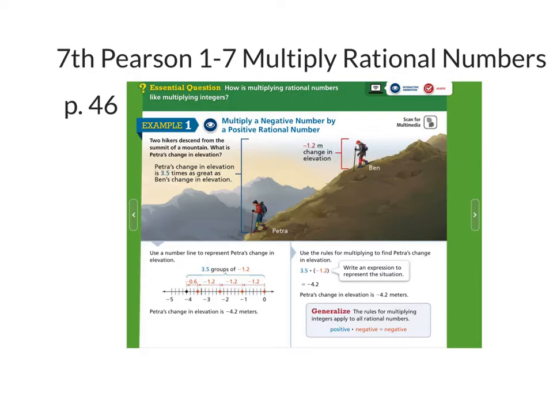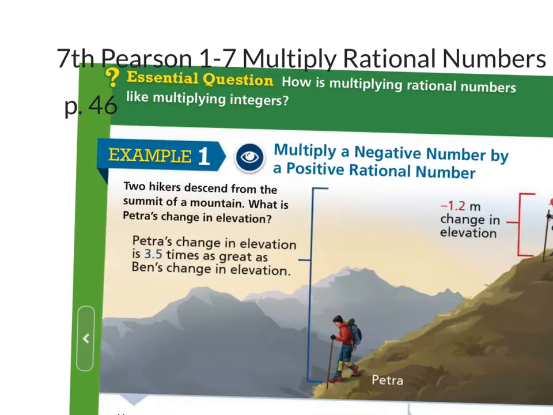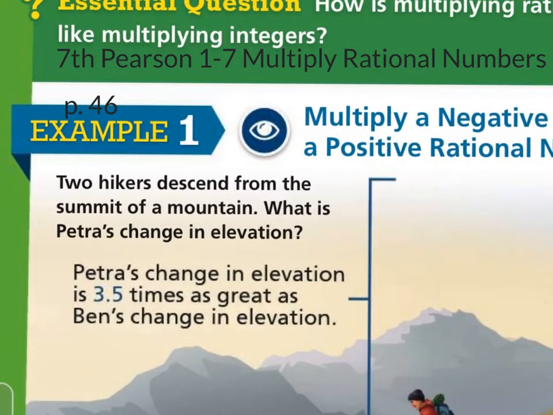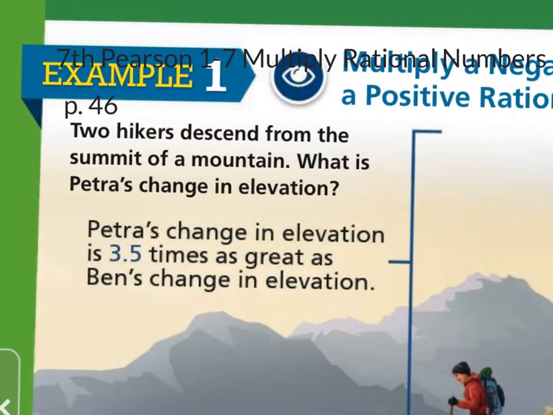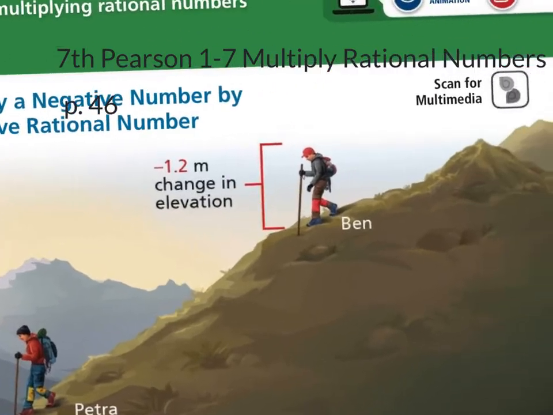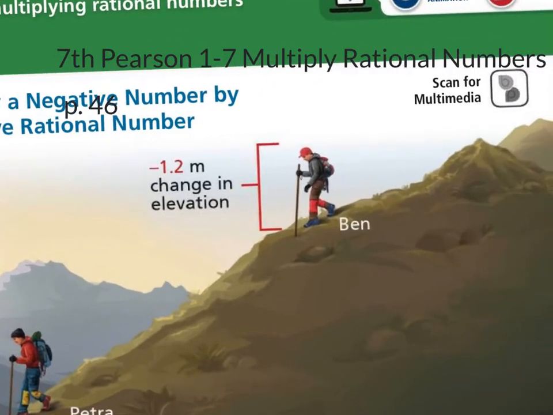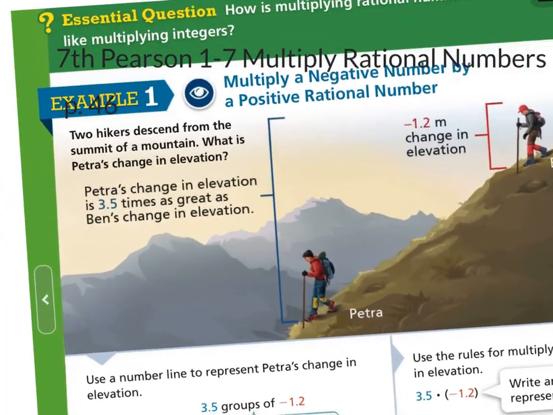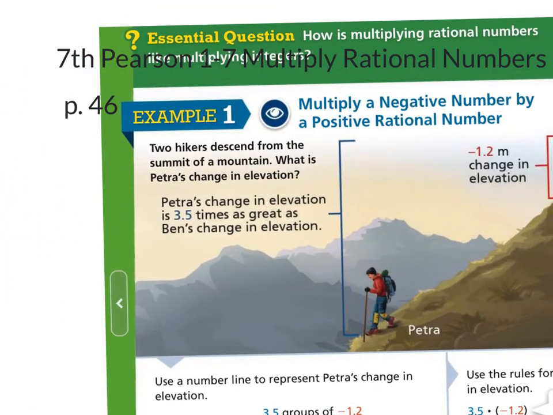If you look at example 1 on page 46, two hikers descend from the summit of a mountain. What is Petra's change in elevation? You can see that Ben's change in elevation is negative 1.2 meters. And then Petra's change in elevation is 3.5 times as great as Ben's change. So a couple of ways we could do this.